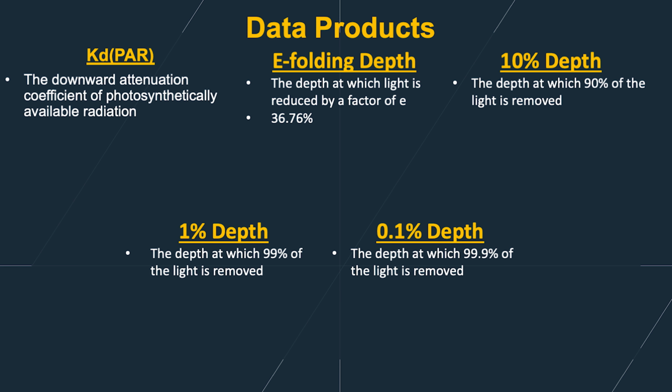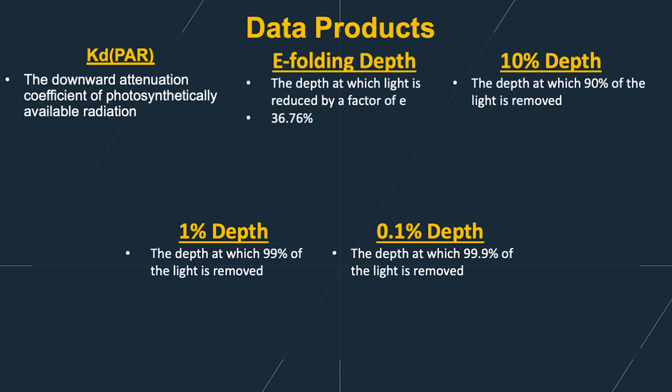So let's go over some of these data products that I used. First one is KD-PAR, which is the downward attenuation coefficient of photosynthetically available radiation. And what that means is that this is just our example of our surface value. I'll go over how I calculated that in a minute, but just keep in mind that this is what I'm considering my surface value.